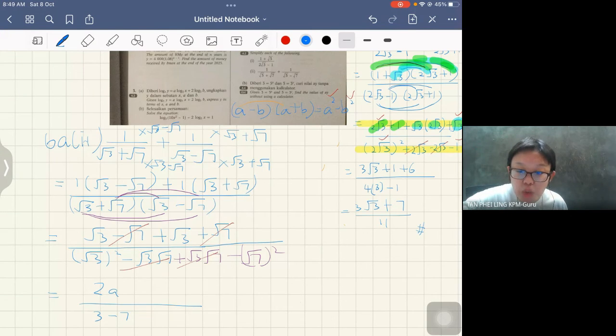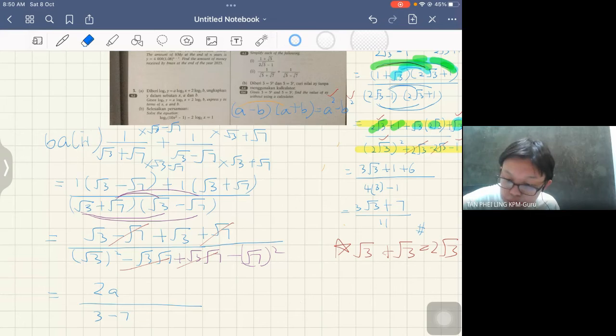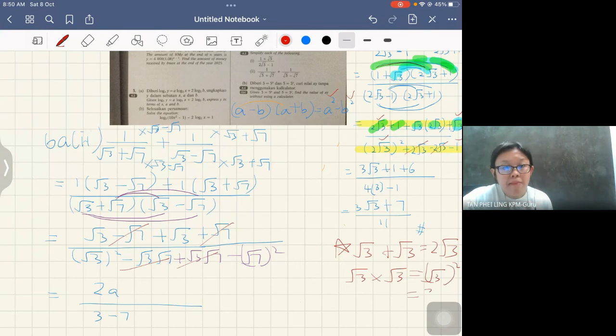Just now, one is square root 3 times square root 3. So it will get 3, because it is square root 3 holding square, you get square. Do you get me? Don't confuse here. Can I write something for you to take note here? Square root 3 plus square root 3, you are getting 2 square root 3. Square root 3 times square root 3, you are getting square root 3 holding square, which you are getting 3. Okay? Understand this part? All right.